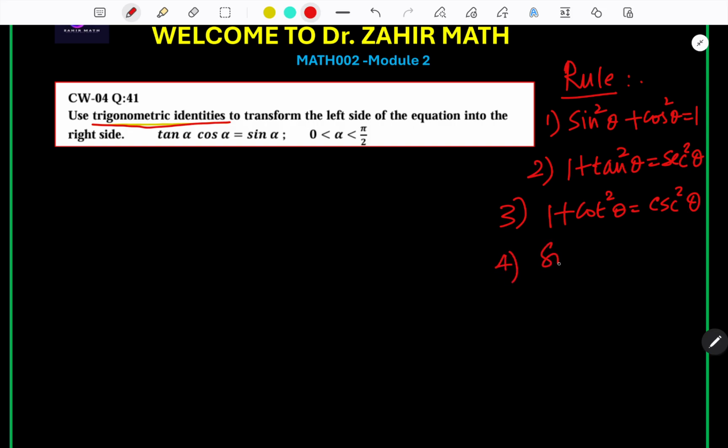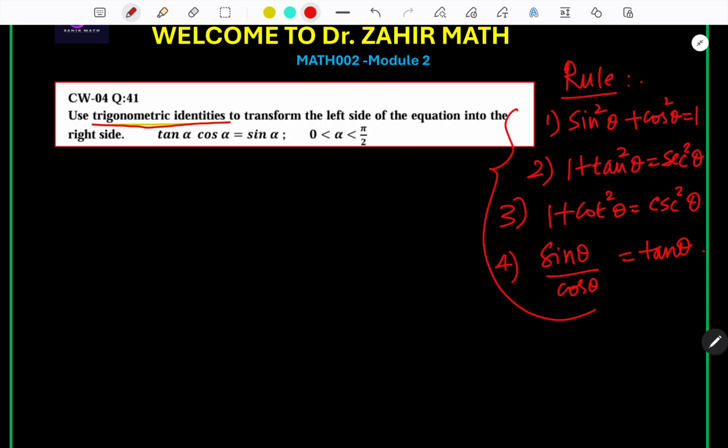And the fourth one is sine theta divided by cosine theta is equal to tan theta. This also you need to remember. So these are the four rules. Mainly we use them in many places. So these things you need to memorize, this rule.